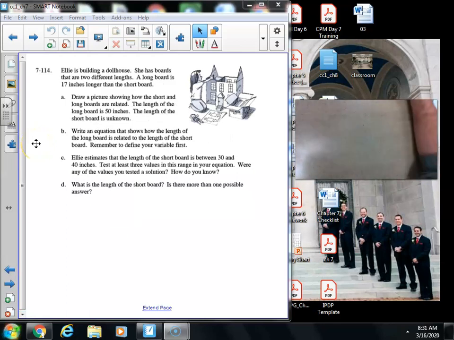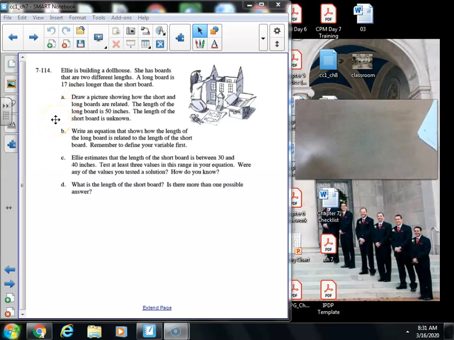So core question 114 says Ellie is building a dollhouse. She has boards that are two different lengths. A long board is 17 inches longer than the short board. Letter A, draw a picture showing how the short and long boards are related. The length of the long board is 50 inches. The length of the short board is unknown.